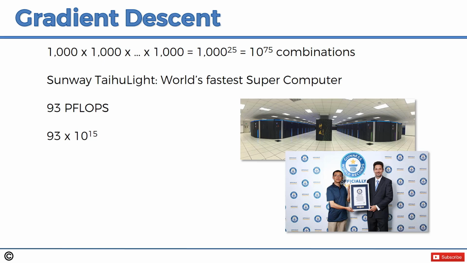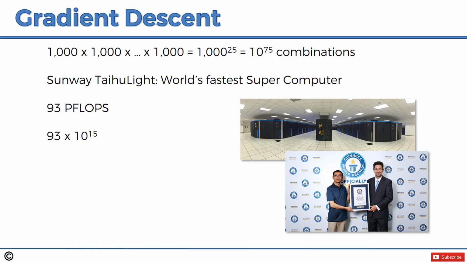In comparison, average computers right now do just over several gigaflops or so, way less than Sunway TaihuLight. So Sunway TaihuLight is at the forefront of technology. And let's say hypothetically that it can test one combination for our neural network in one flop, basically in one floating point operation.